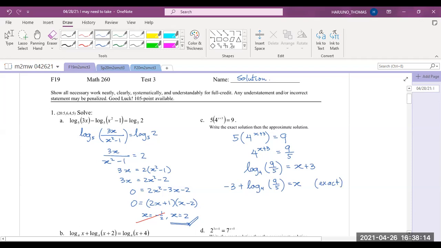Now for the approximate solution, you use a calculator, okay? This is minus 3 plus, let me change the base into base 10, log of 9 over 5 over log 4. Then I will use my calculator. Let me show you how to do it.